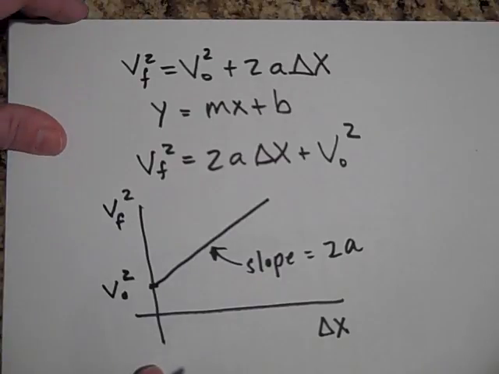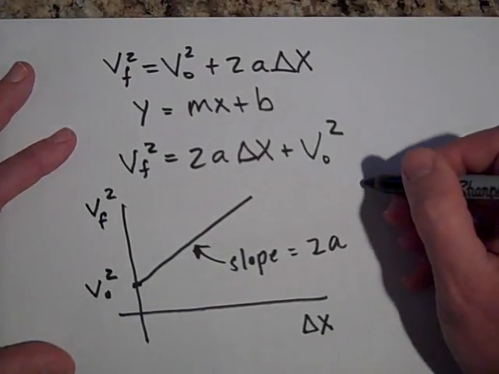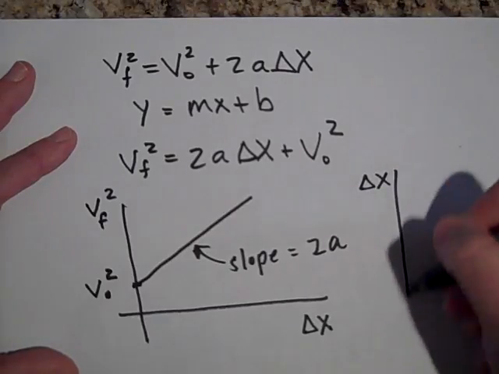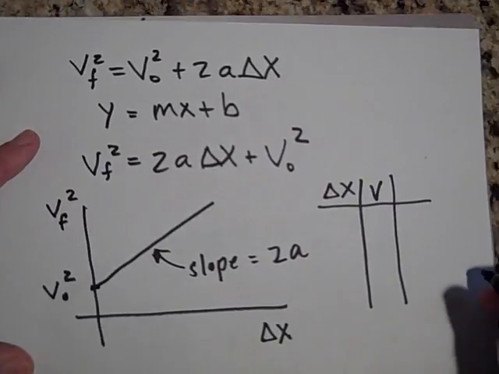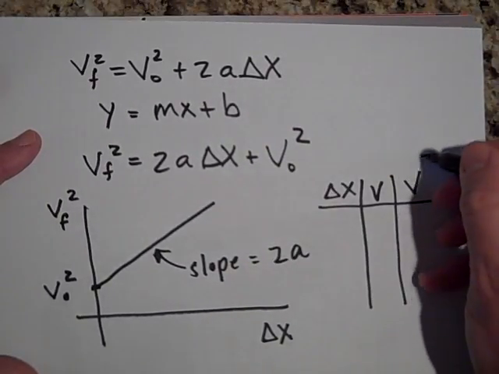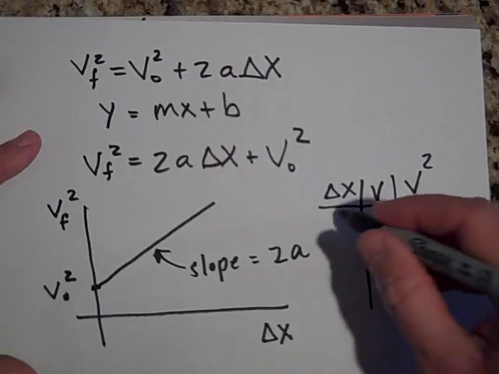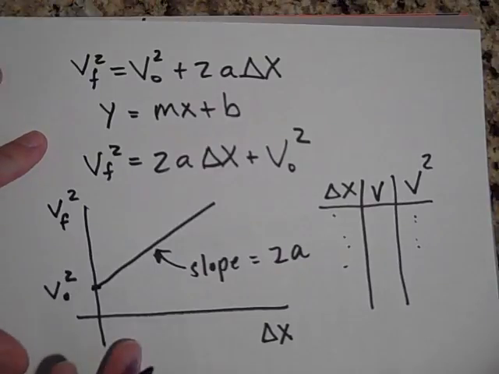So we're taking our data. If they gave you a data table with say delta x and v, you would use that equation and hopefully see that if you square v and you plot v squared and x, if you plot these two columns, you'll get a straight line. Let's do another one.